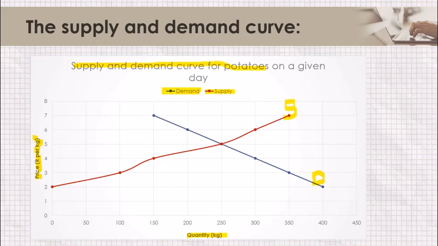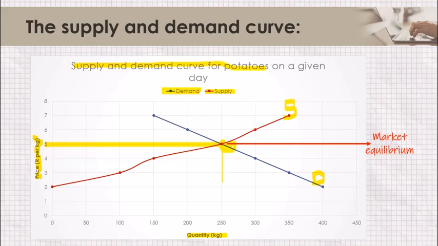You must be able to draw this graph, by the way. Then you must be able to indicate where the market is in equilibrium. And that will be where demand equals supply. So in other words, the bullseye of this graph, where the two cross, that is your market equilibrium. At 5 Rand per kilogram, 250 kilograms will be demanded and supplied.